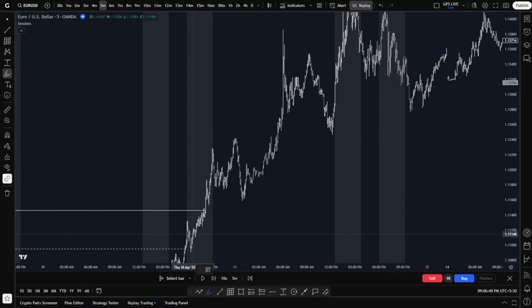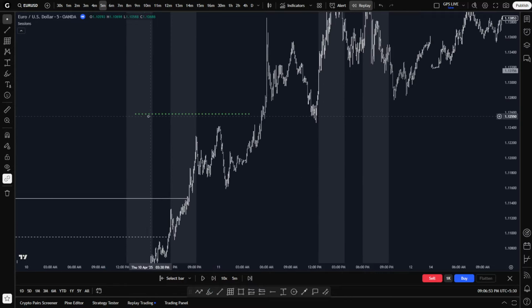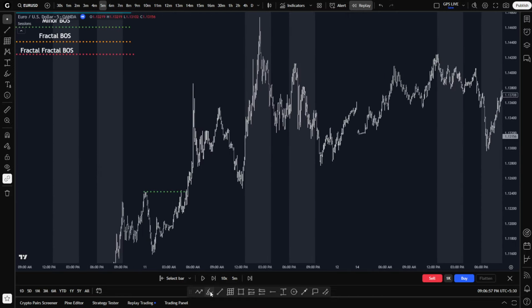So we got a pullback right here, but this is a very small pullback. We also got a BOS after the pullback, so this cannot be considered as a primary structure because the pullback is too small. You should consider this as a minor structure. So this is a minor BOS. So now the market goes up.